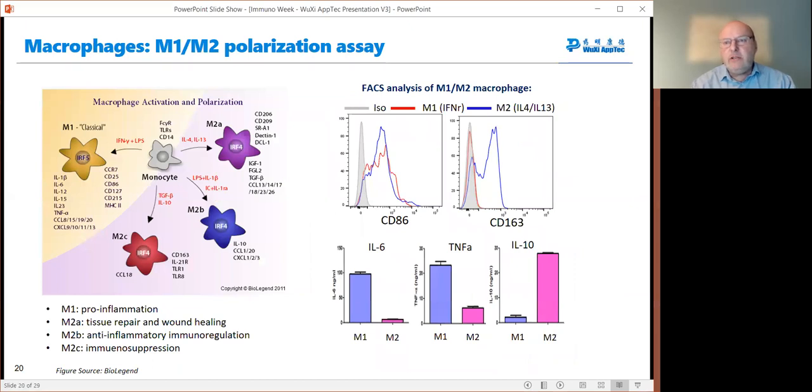In macrophages, we might choose to examine the activation of M1 macrophages towards a more polarized phenotype, in particular M2 macrophages. We can visualize this split of a macrophage phenotype with FACS analysis, for example, looking at cluster of differentiation markers such as CD86 and CD163, as shown in the top right panel. And of course, we can also differentiate based on cytokine profiles, with IL-6 and TNF-alpha usually high in M1 macrophages, and IL-10 high in M2 macrophages, as shown in the lower right panel.